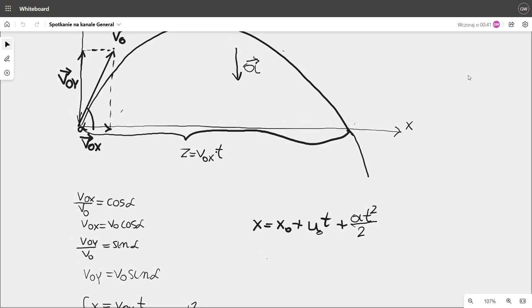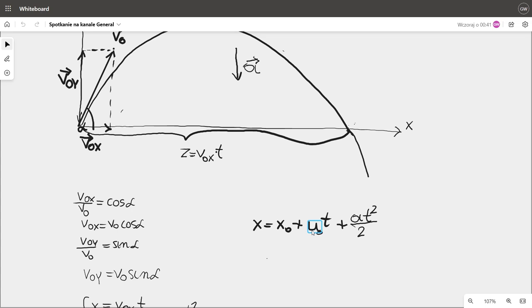To find the equation of the path of a thrown body, we can use the equation of motion. It is here. In this equation, x0 is the coordinate of the initial position. U0 is the initial velocity. Exactly speaking, it is the coordinate of this vector.